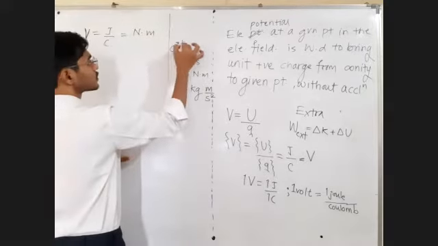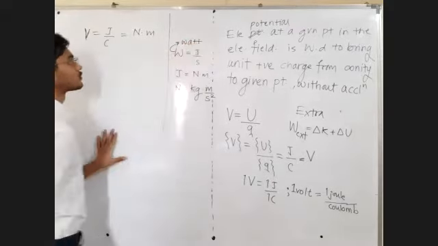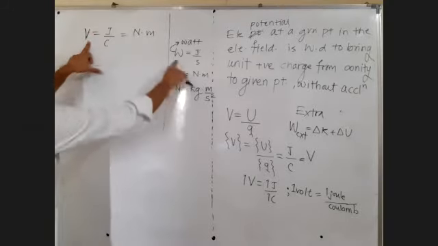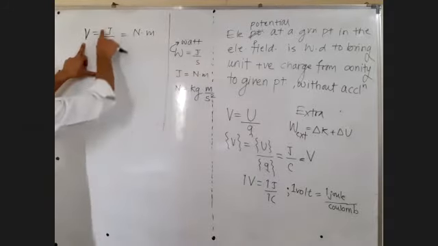What is this? Watt, the unit of power. Similarly, watt is joule per second. Volt is joule per coulomb.